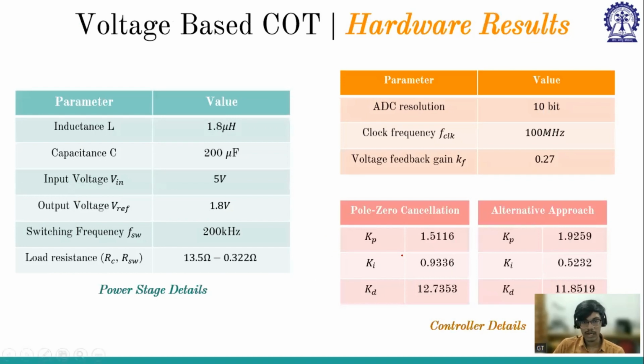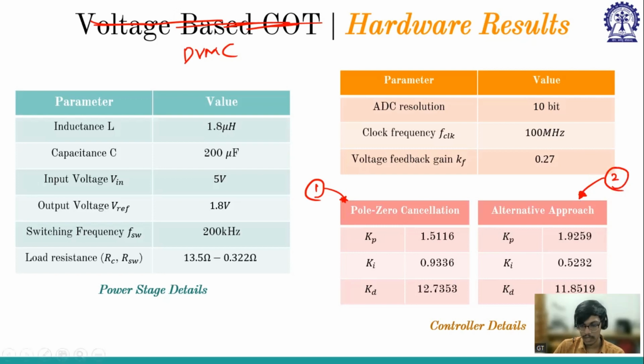Now we will quickly discuss the design comparative study. So sorry, this is not the voltage based part. I'll modify these mistakes and I'll update the final version. So this is digital voltage mode control, and pole zero cancellation. Using pole zero cancellation, we got Kp and Kd, and using the alternate approach, Sir has calculated the Kp and Kd.